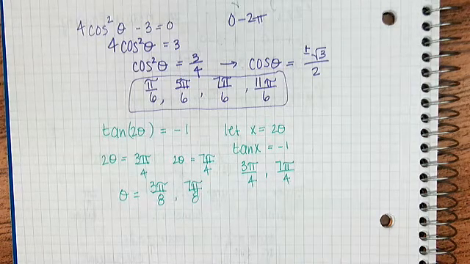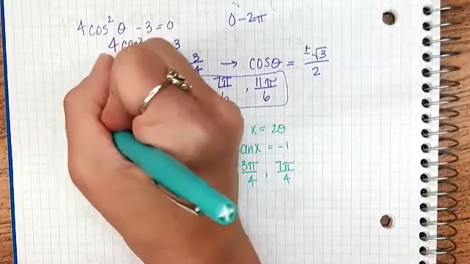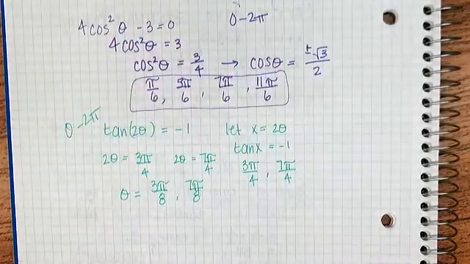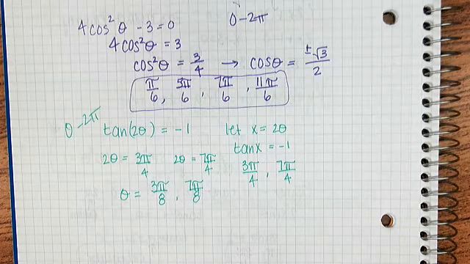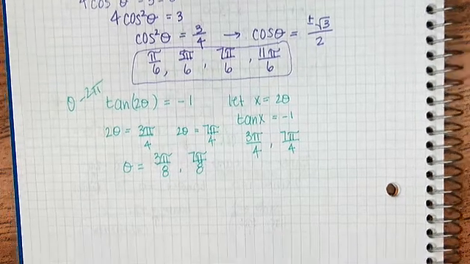And you think you're done, but you're not. Tangent is special. If I'm solving from 0 to 2 pi, there are actually more answers. And that is because the period of tangent is pi. So let's just do a really quick sketch of that.